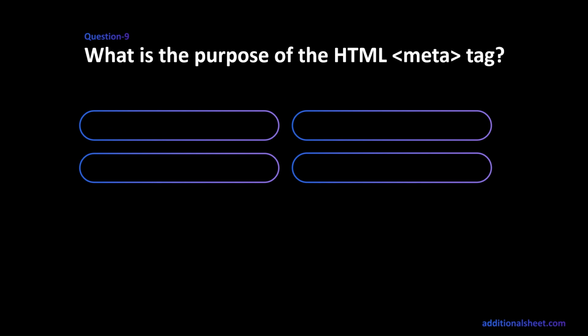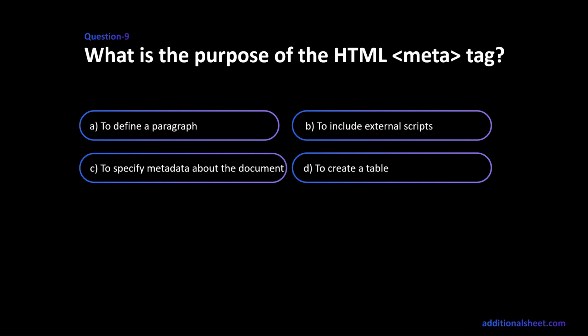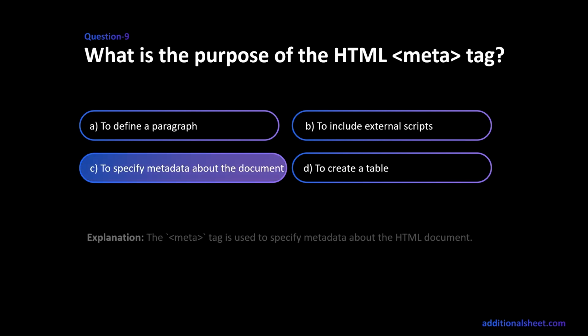Q9. What is the purpose of the HTML meta tag? Options are: A. To define a paragraph. B. To include external scripts. C. To specify metadata about the document. D. To create a table. The correct answer is option C. The meta tag is used to specify metadata about the HTML document.